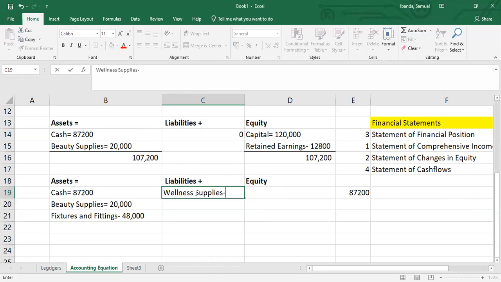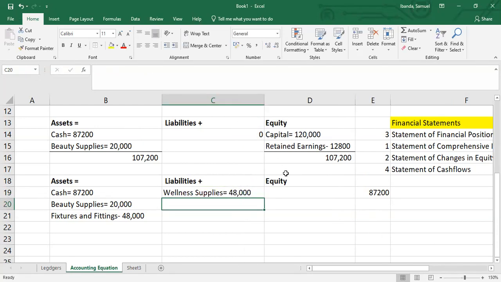Wellness supplies comes in as a liability of how much? Of 48,000, because we bought on credit and we have to pay these people. Does this affect my capital? No. Does it affect my retained earnings? No, because there is no expense, there is no income. Remember, expenses are different from when you buy an asset; buying an asset is not an expense.